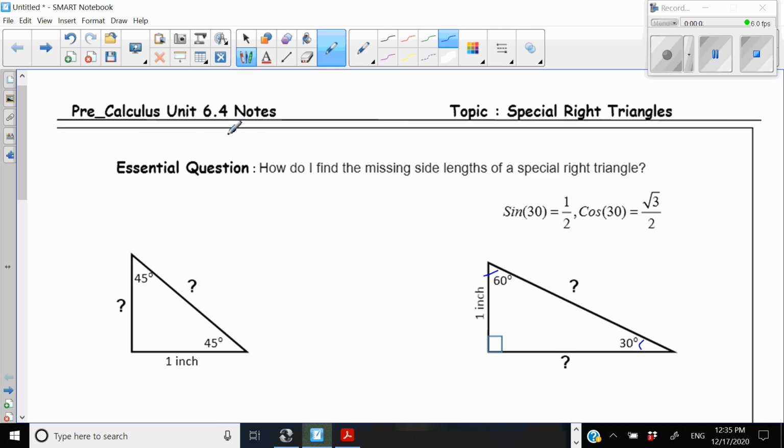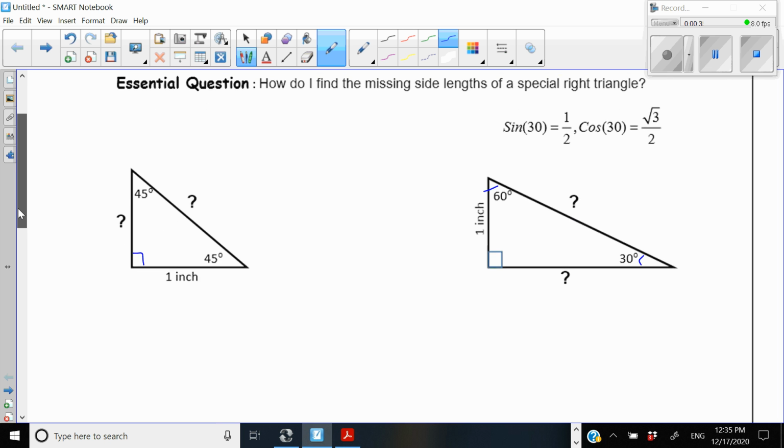Hi everyone, today we are going to work on 6.4 notes, which is about special right triangles. We have different kinds of right triangles, but two of them are special to us. One of them is the one that has 45, 45, and 90 as the angles, and the other one is this one that the angles are 30, 60, and 90. These two are special because there is a nice ratio between the sides of these triangles. And today we are going to figure out that ratio between the sides.